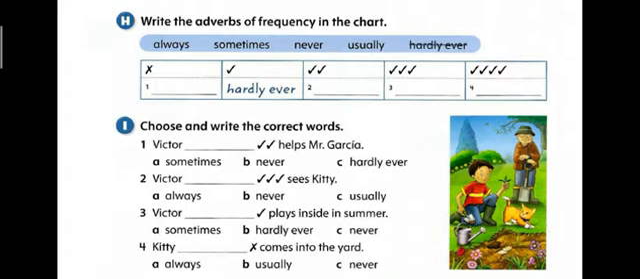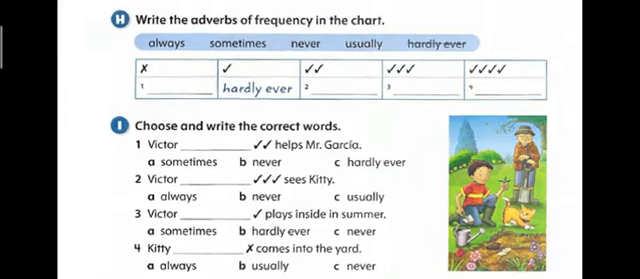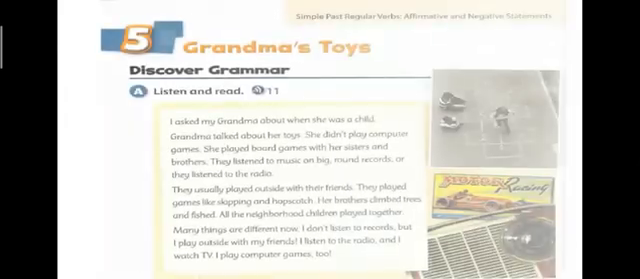That's correct. Victor plays inside in summer. One check. That's hardly ever because that's in summer. Number four, Kitty comes into the yard or comes into our yard. That's never because we see no check. Thank you.